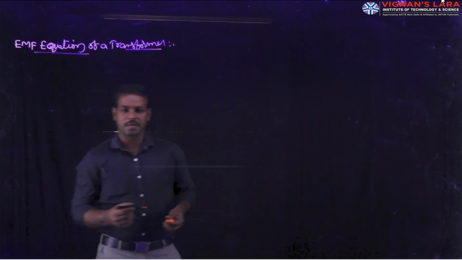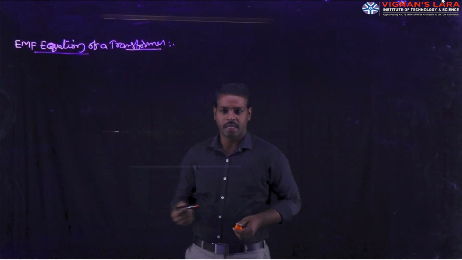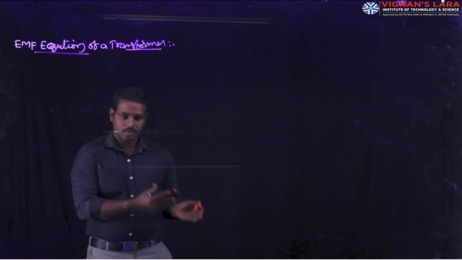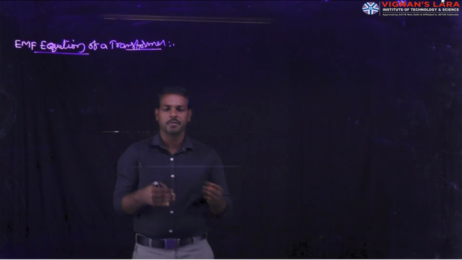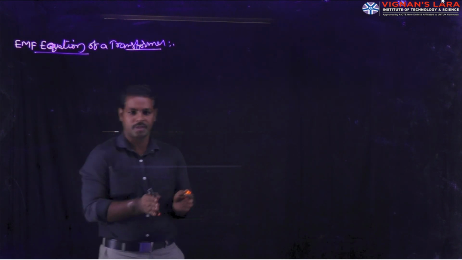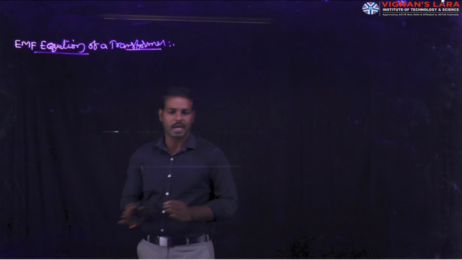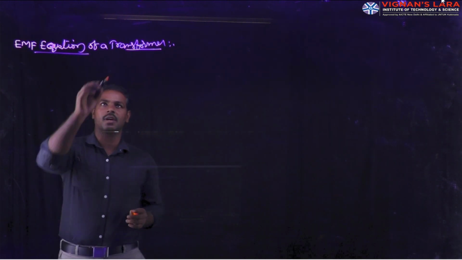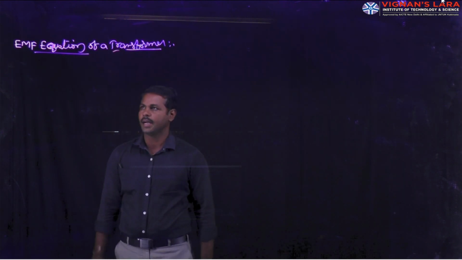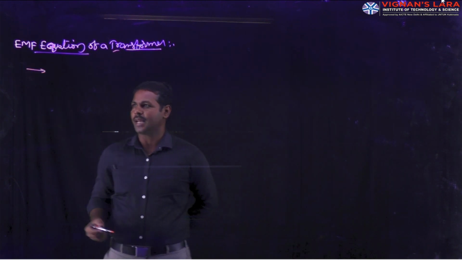What is the basic principle of a transformer? Electromagnetic induction. Electrical parameters are converted into other parameters with the help of a magnetic field. So that's why it is called electromagnetic induction. The principle of transformer is electromagnetic induction. Now, how much EMF is generated in the primary winding as well as the secondary winding?